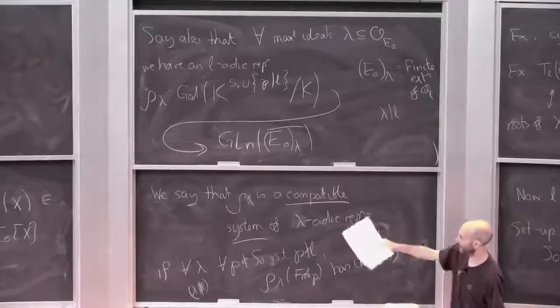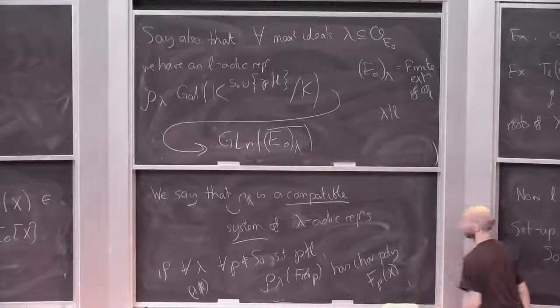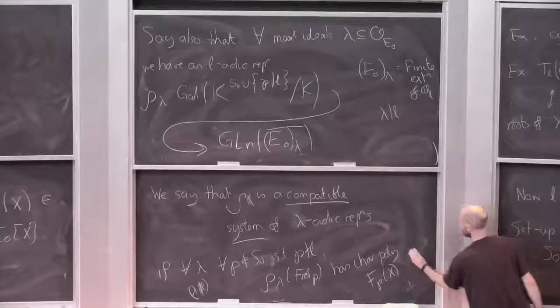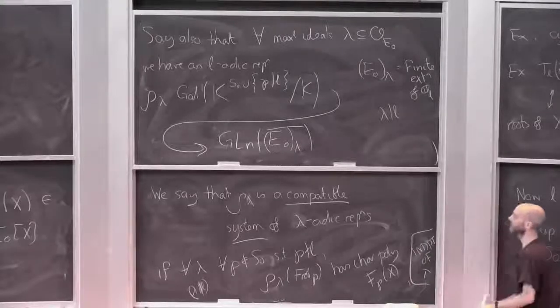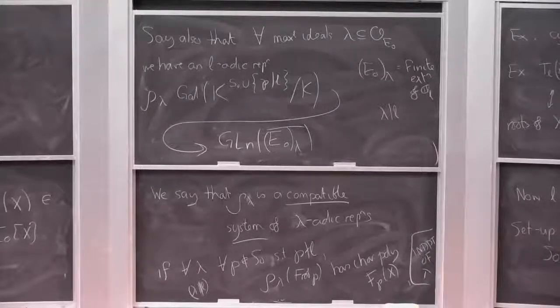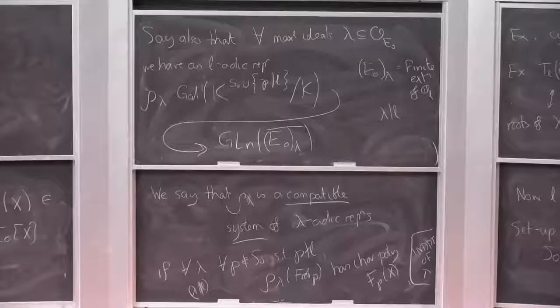I should have a char poly somewhere. Here we are, f_p(x). And so the miracle is this is independent of lambda. That's the weird thing. So I've got all these L-adic representations for lots and lots of different primes L, and they're all independent of lambda.